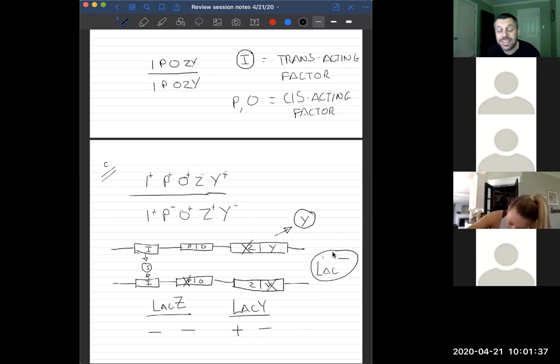And so using this scheme, I think you can essentially go through each one of these different genotypes and use this little scheme to say, okay, what operon is making what under what circumstances, and then once you figured that out, you can say whether the cell is Lac plus or Lac minus.